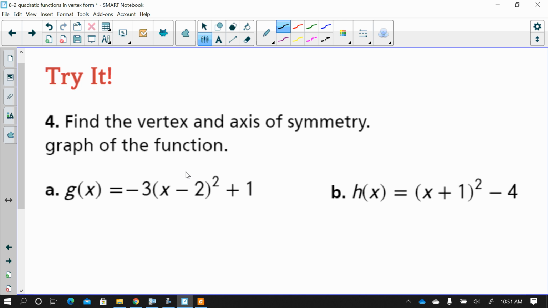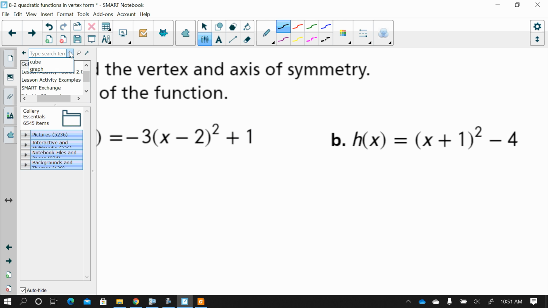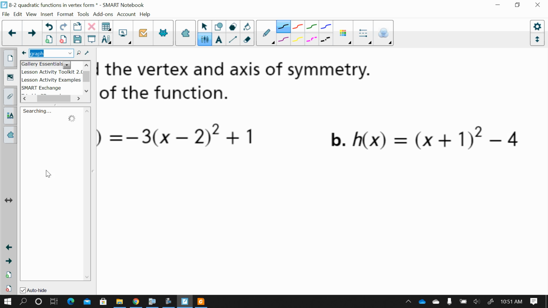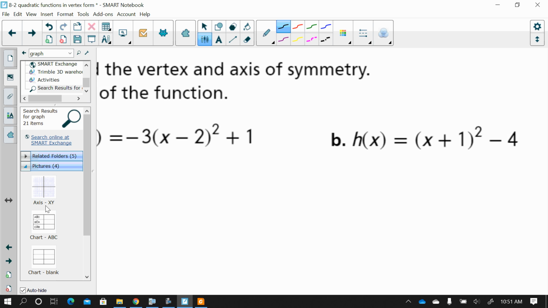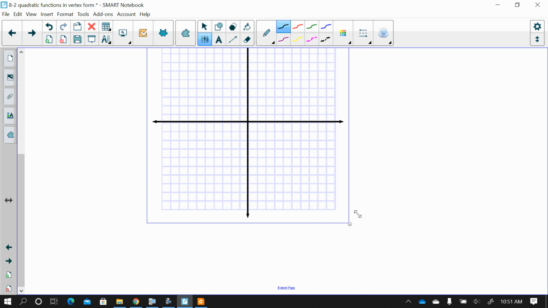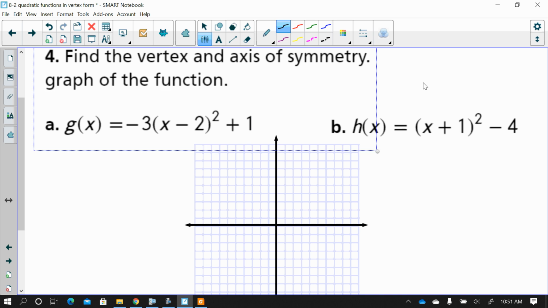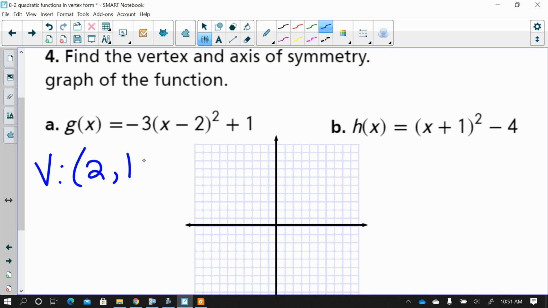Okay, so your turn. Find the vertex, the axis of symmetry, and graph. Go ahead and start with G. I'm going to put a graph in here, and then I'll graph it while we're trying these. All right, so if I start with G, I want to know the vertex. My vertex is (h, k), remember, opposite of what you see, and then just plain old 1.